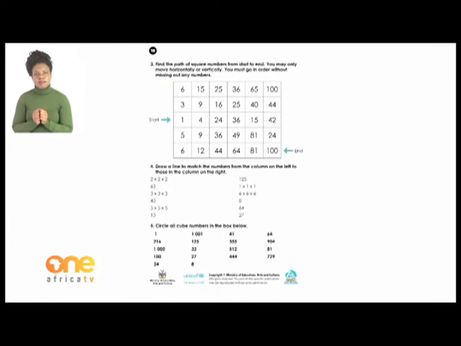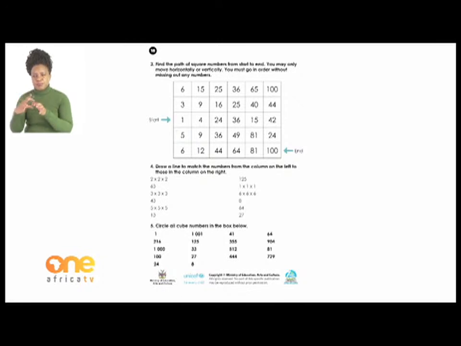So if you have the first one with 2 times 2 times 2, what will be the answer on the right hand side? The second one, if you have 6³, what could be the answer? 3 times 3 times 3. We have 4³, we have 5 times 5 times 5, and 1³. So match the correct numbers which are corresponding.